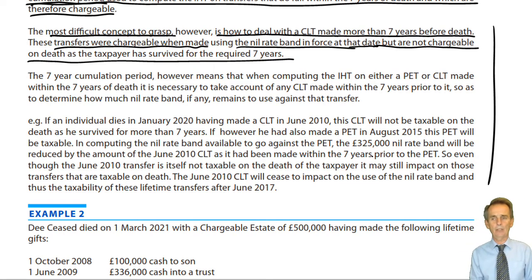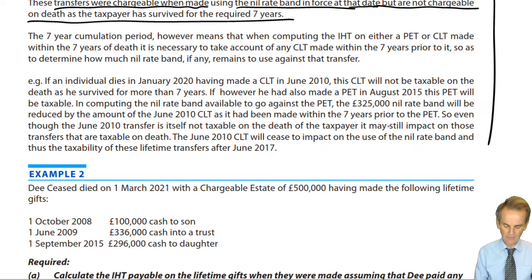So in that context, it's the same as we saw for a pet. A pet that was 8 years before the date of death, a CLT that is 8 years before the date of death, is not taxable as a result of that death. But then we get the important difference.